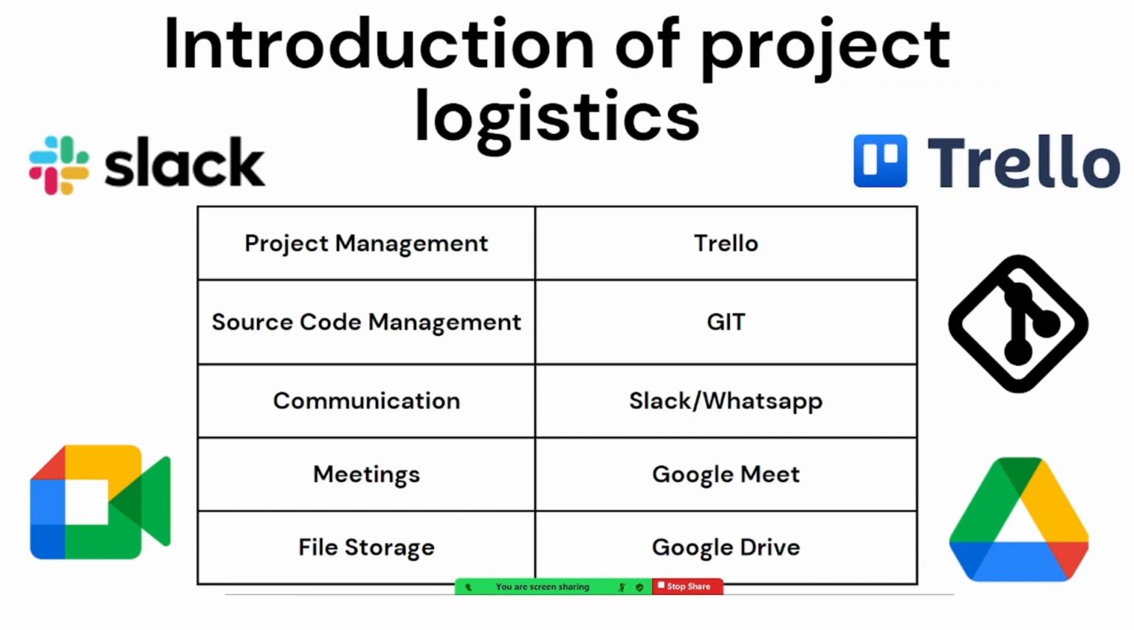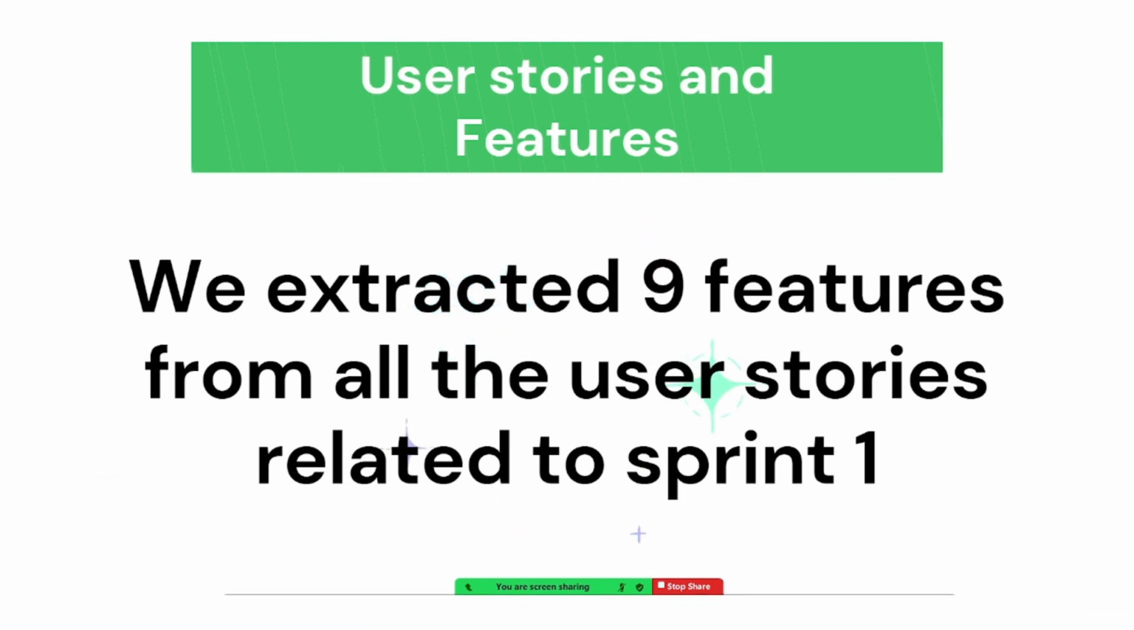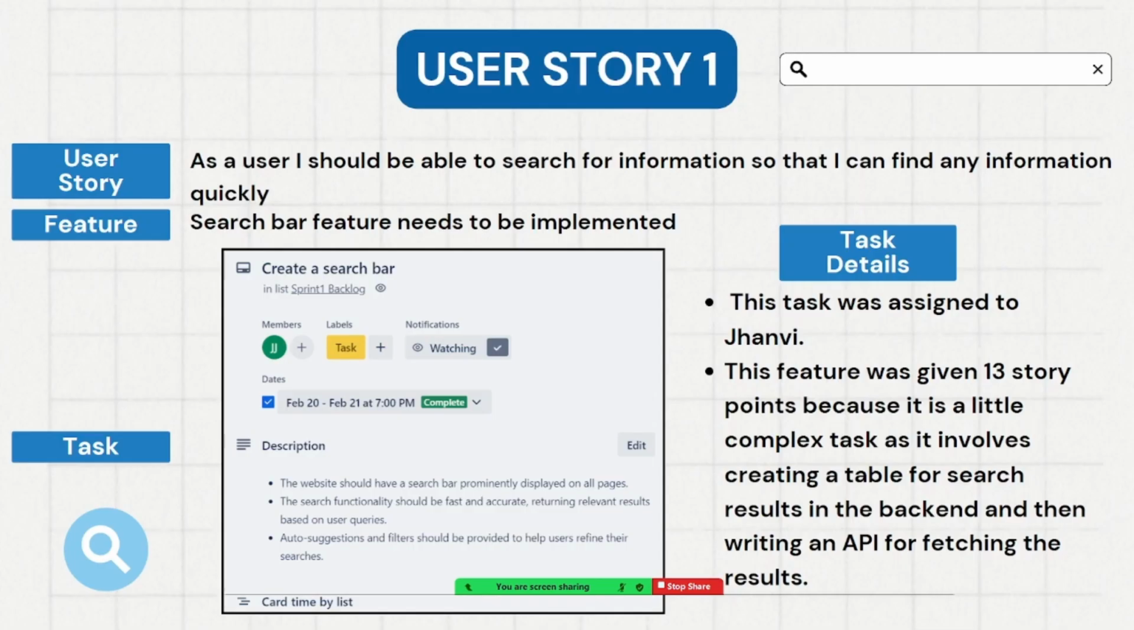So these are the tools which were used by us during our project. For project management, we used Trello. For source code management, we used Git. For communication, we used Slack or WhatsApp. For Scrum meetings, we used Google Meet. And for file storage, we used Google Drive. At last, we extracted 9 features from all the user stories related to Sprint 1.